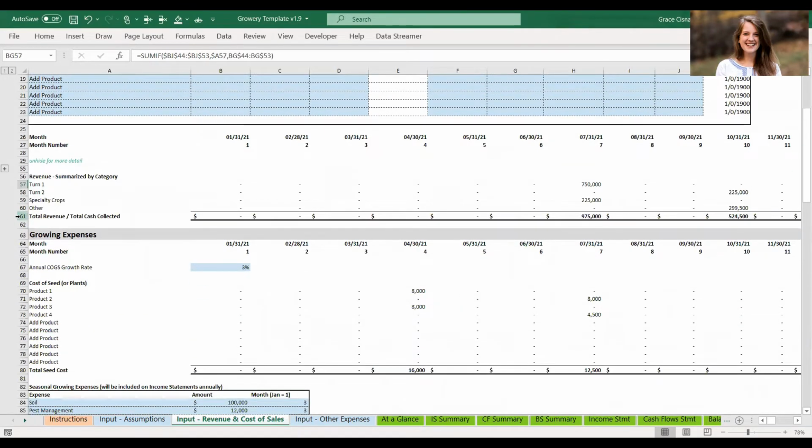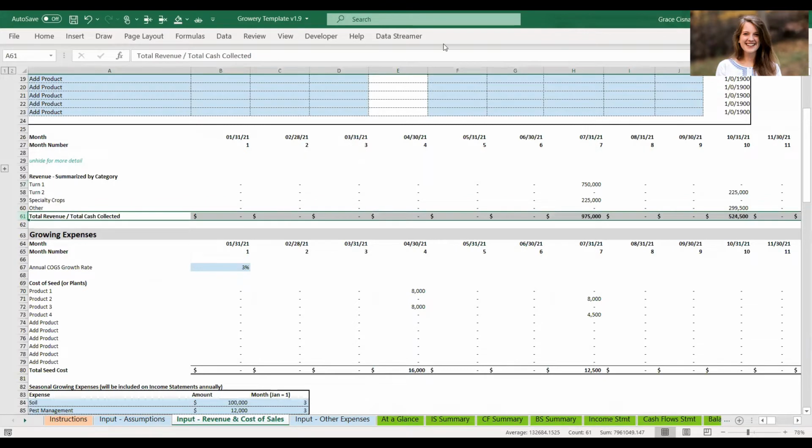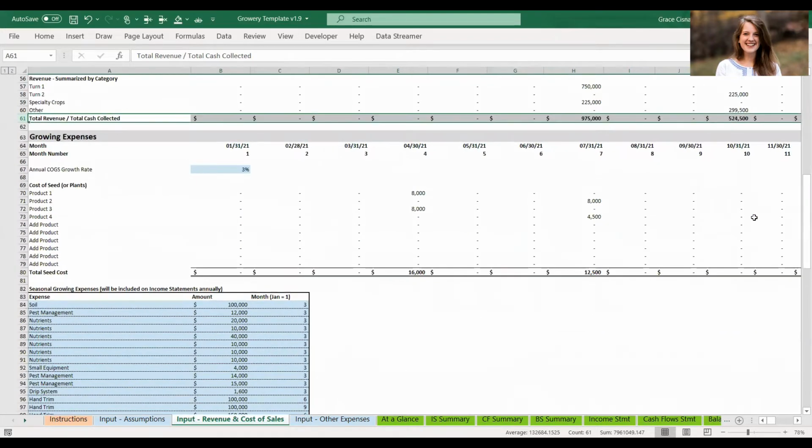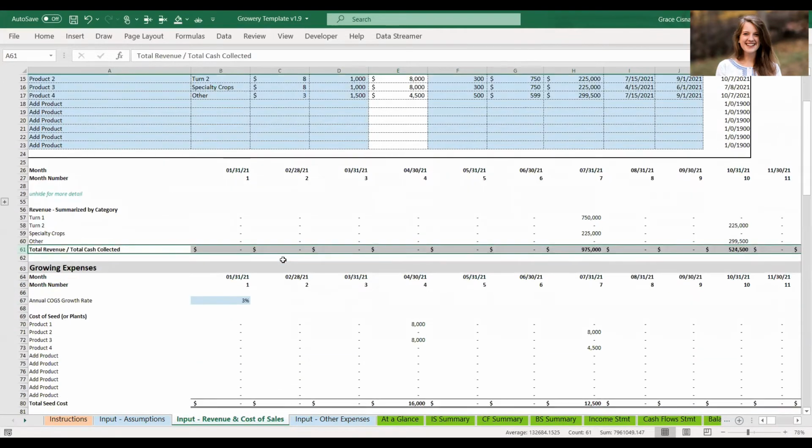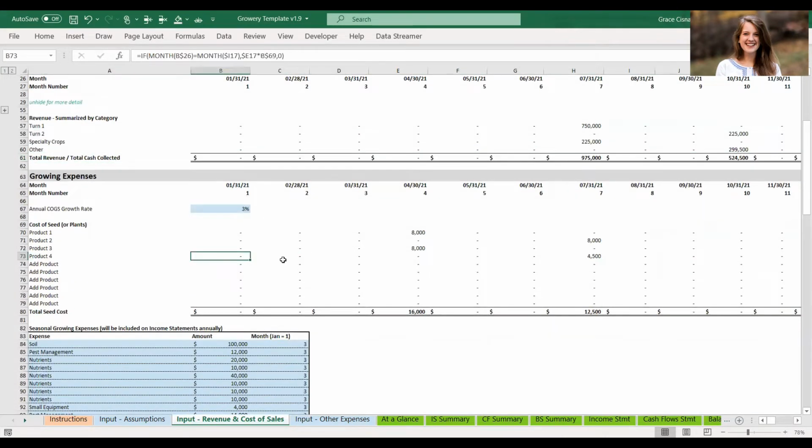So our total revenue here is summarized right here in this row. Okay, now let's take a look at growing expenses. We've actually already identified one of our key growing expenses, and that is the cost of plants, or the cost of seed, the cost of clones, the cost of each individual plant. So that is broken down right here.